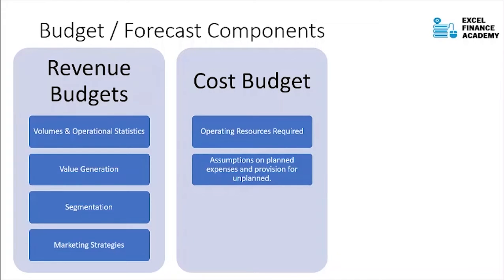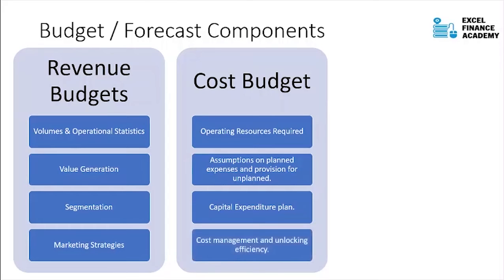Are you going to change the recipe? Are you going to change to new equipment? How will it affect your business? Correct? And then the capital expenditure plan. What kind of new equipment are you going to buy? How will it affect your business? How will it affect the productivity of your business? Correct? Then the cost management and unlocking efficiencies.